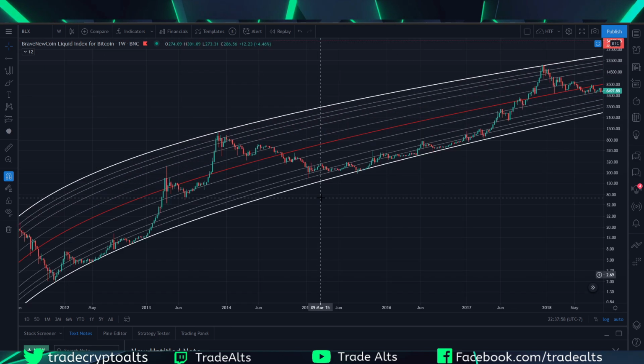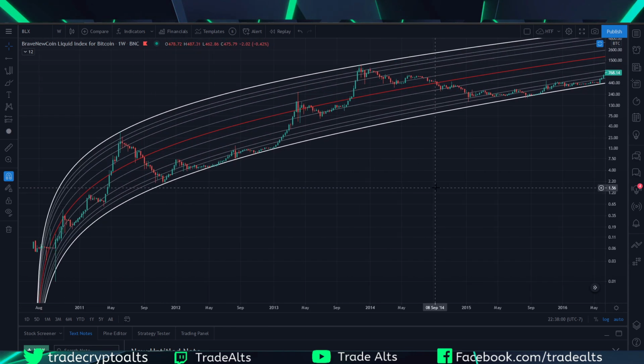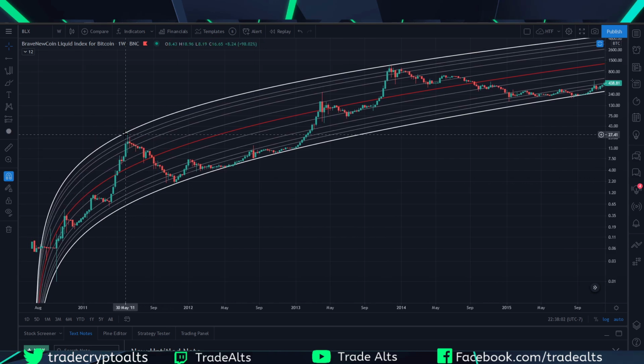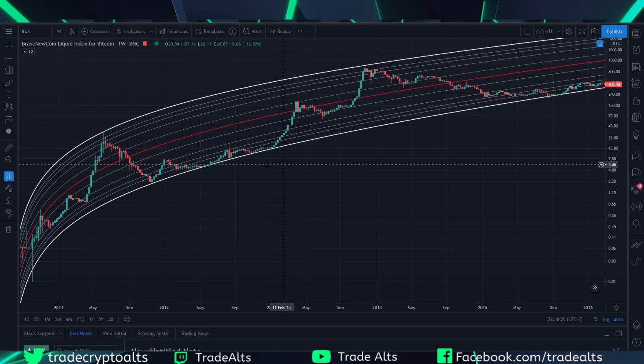So if you can zoom in here, and this is your 2011 top. You can see it hit right to the top of the curve, hit the bottom of your curve at the end of 2011. Really nice sideways accumulation. I mean, this isn't really sideways. It looks that way because it's on log scale, but it basically rides the bottom of this growth curve, and you can see it respects these lines pretty well.